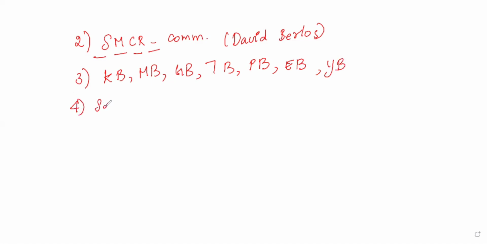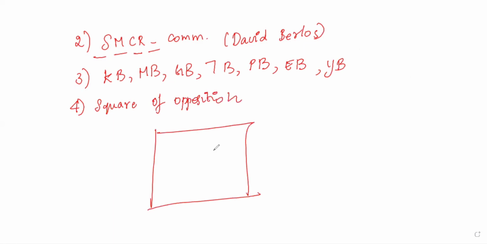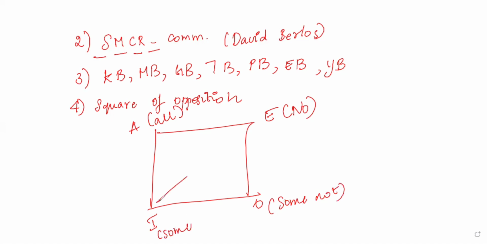And the next one, square of opposition, is continuously asked in the examination. In the square of opposition, I just want to revise the basics. It's A, E, O, I: all, no, some not, and some. These two are called contradictory. This is called contrary. This is called subcontrary.